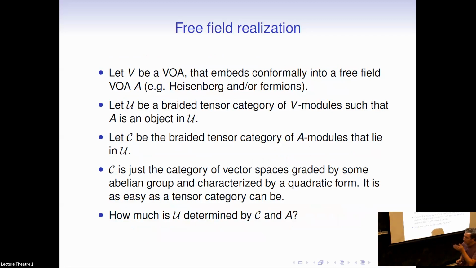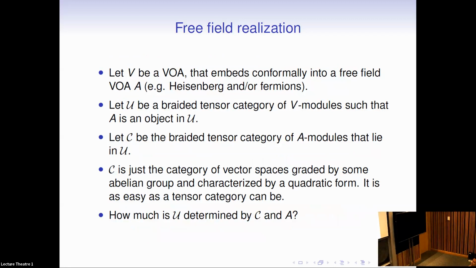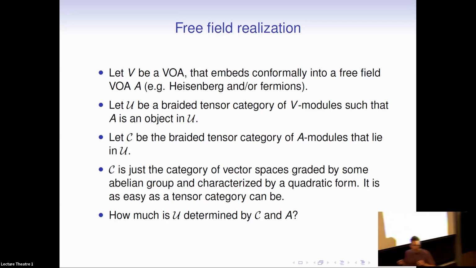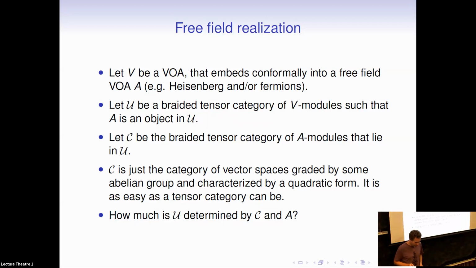So here's the free field setup. We have a VOA we are interested in, we call it V, and it embeds conformally into a bigger VOA, we call it A for algebra, and A has some known representation theory. Let it be a Heisenberg VOA, then it's just graded vector spaces, or it could also be some rational VOA, a Virasoro minimal model, for example, something that is simply known and easy to treat. Then we would say we have a free field or a generalized free field realization. And the question we ask is, how much can this free field category tell us about the original category?